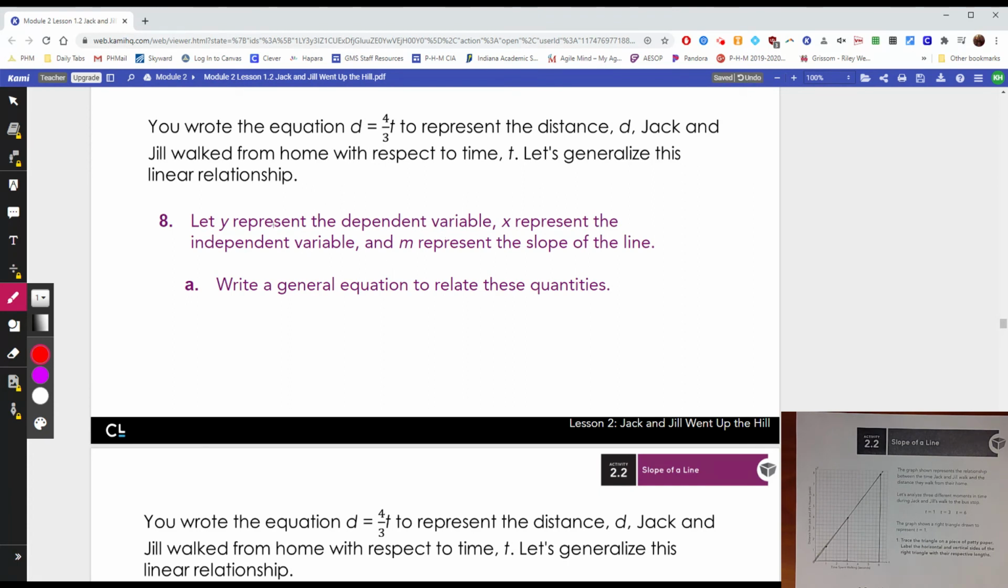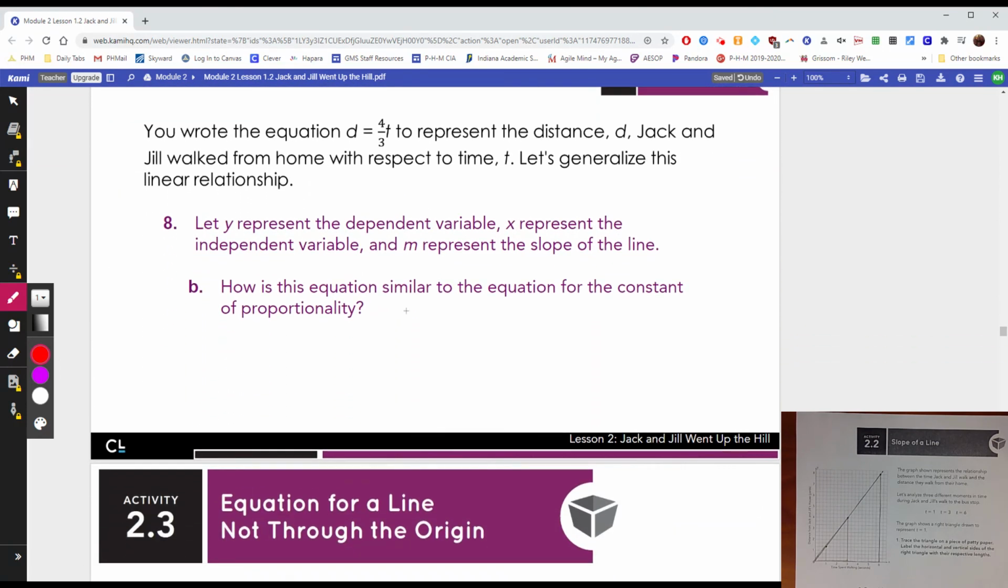Y is the dependent one, so in place of d, it's y equals. We're using m to represent the 4/3, and then x is the independent one in place of t. So here is a general equation that relates those quantities. Let y represent the dependent variable, x represent independent, m represent slope. That's what we just got done doing with that equation. How is this equation similar to the equation for the constant of proportionality? So if you remember, the constant of proportionality was a ratio of y over x.